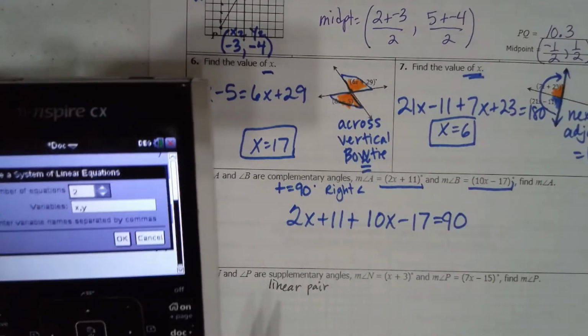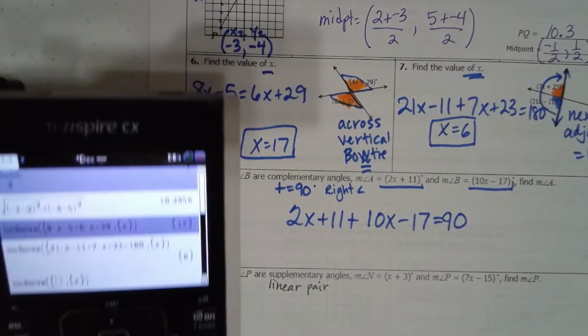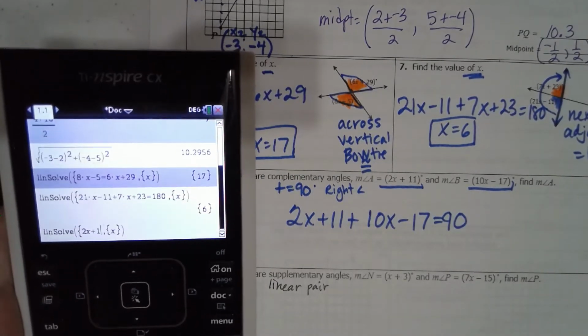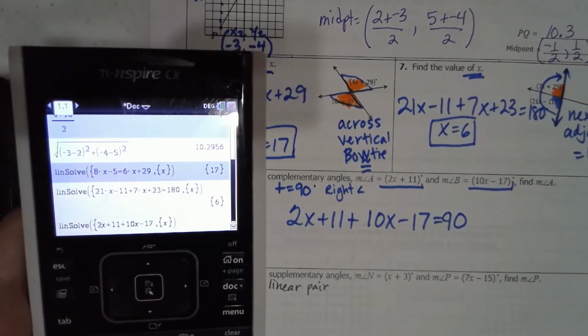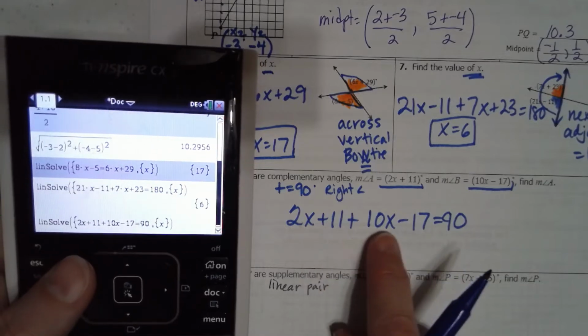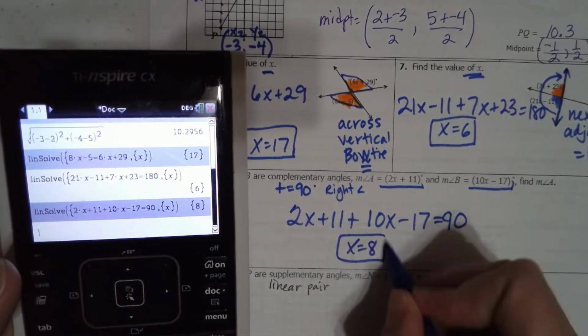Menu 3-2. 2x plus 11 plus 10x minus 17 equals 90. Double check. Looks good. X equals 8.